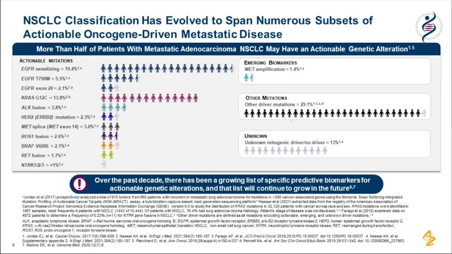Right. So non-small cell lung cancer classification has evolved over the years to span numerous subsets of actionable oncogenic-driven metastatic diseases. We see a lot of familiar names on the left-hand side, right? And so over the past decade, there's been a growing list of specific predictive biomarkers for actionable genetic alterations, and we expect that list will continue to grow into the future, which is really quite important when ordering broad molecular testing.